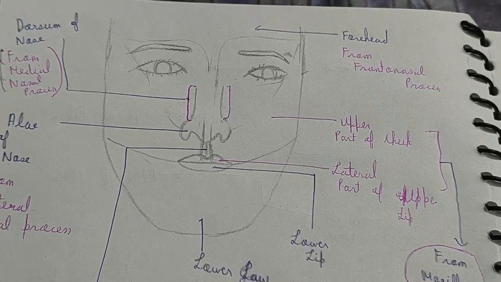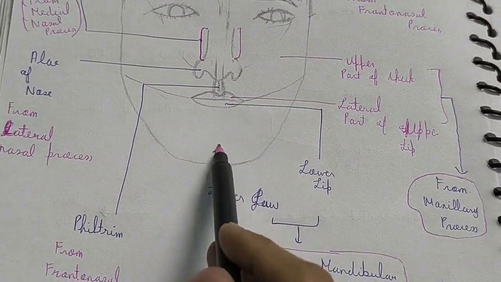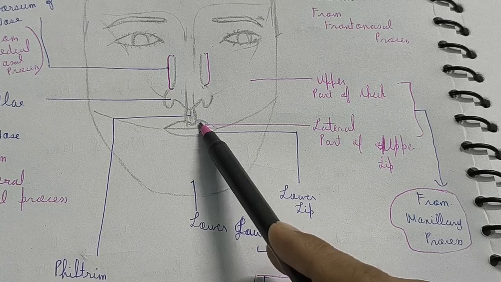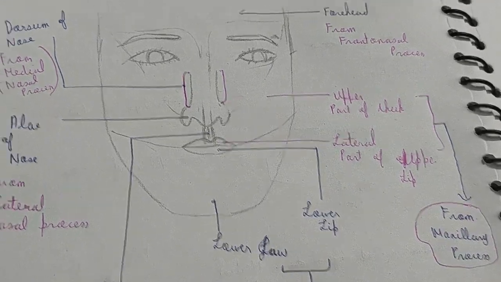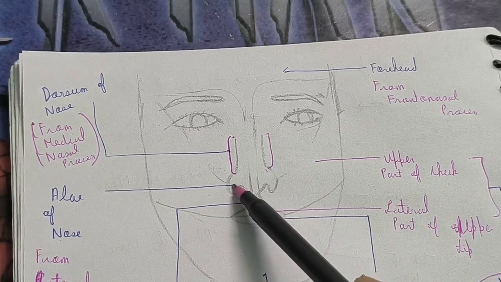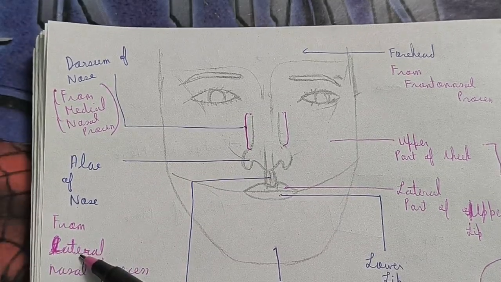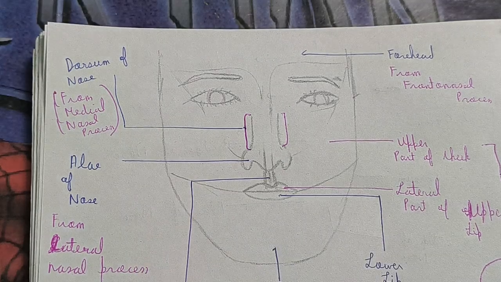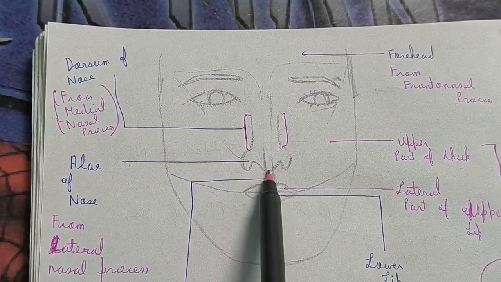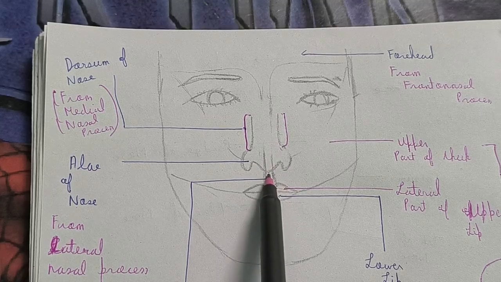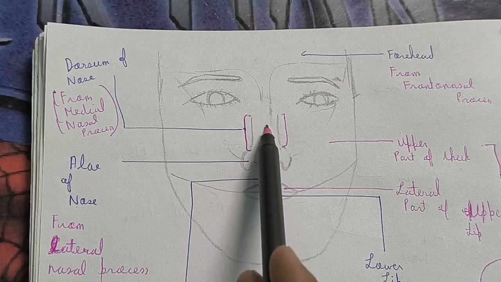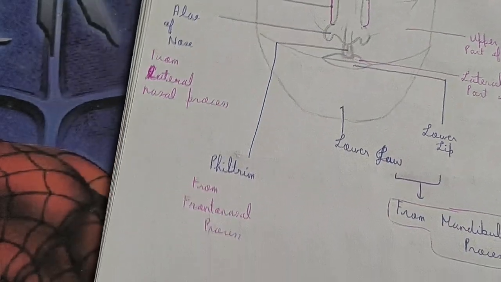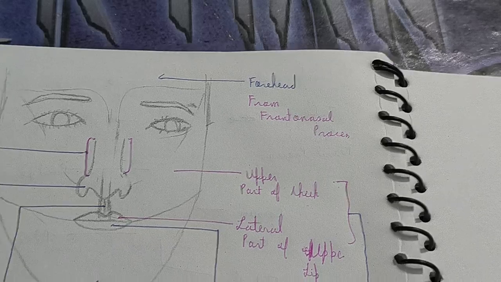This is shown in this diagram. First of all, this is the lower jaw and lower lip, developed from the mandibular process. This is the lateral part of the upper lip, and this is the upper part of the cheek, developed from the maxillary process. This is the ala of the nose developed from the lateral nasal process, and this is the dorsum and tip of the nose developed from the medial nasal process. Now this is the forehead, and this is the philtrum of the upper lip, and inside lies the nasal septum. The forehead develops from the frontonasal process, and the philtrum develops from the frontonasal process. That's all about the development of the face.